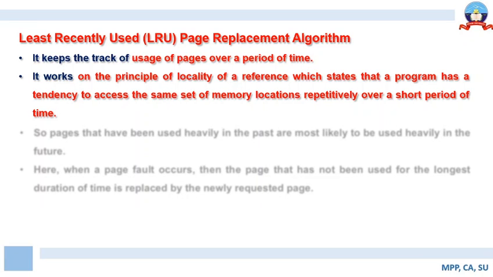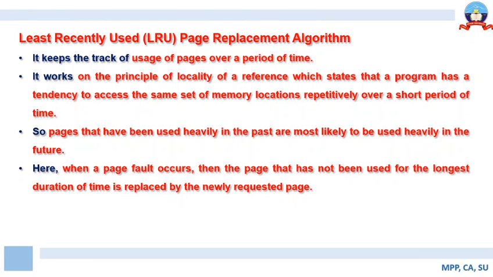LRU works on the principle of locality of reference, which states that a program has a tendency to access the same set of memory locations repeatedly over a short period of time. So, pages that have been used heavily in the past are most likely to be used heavily in the future. The overall objective of LRU is to retain the frequently used pages while replacement is performed over the least used pages. Whenever a page fault occurs, the page that has not been used for the longest duration of time is replaced by the newly requested page. This is the way LRU performs replacement.